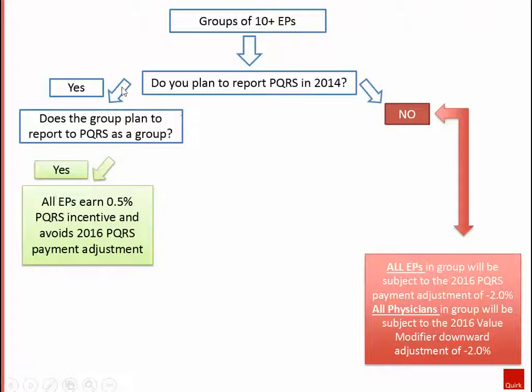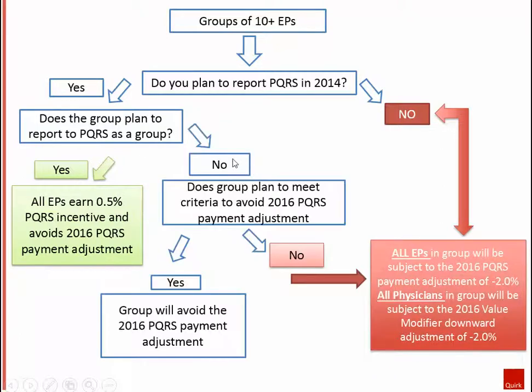If the answer is yes, you are participating, then my first question is, does the group plan to report to PQRS as a group? Yes. And will they report successfully? If they report successfully, then of course they'll receive a 0.5% payment incentive and avoid the penalty. If the answer is no, does the group plan to meet criteria to avoid the penalty? Then yes, they will avoid the penalty. If the answer is no, then we circle back around to the same. If they do not plan on meeting the criteria to avoid the penalty, then we go back to being subject to both the PQRS penalty for eligible providers and physicians and the value modifier penalty for physicians.